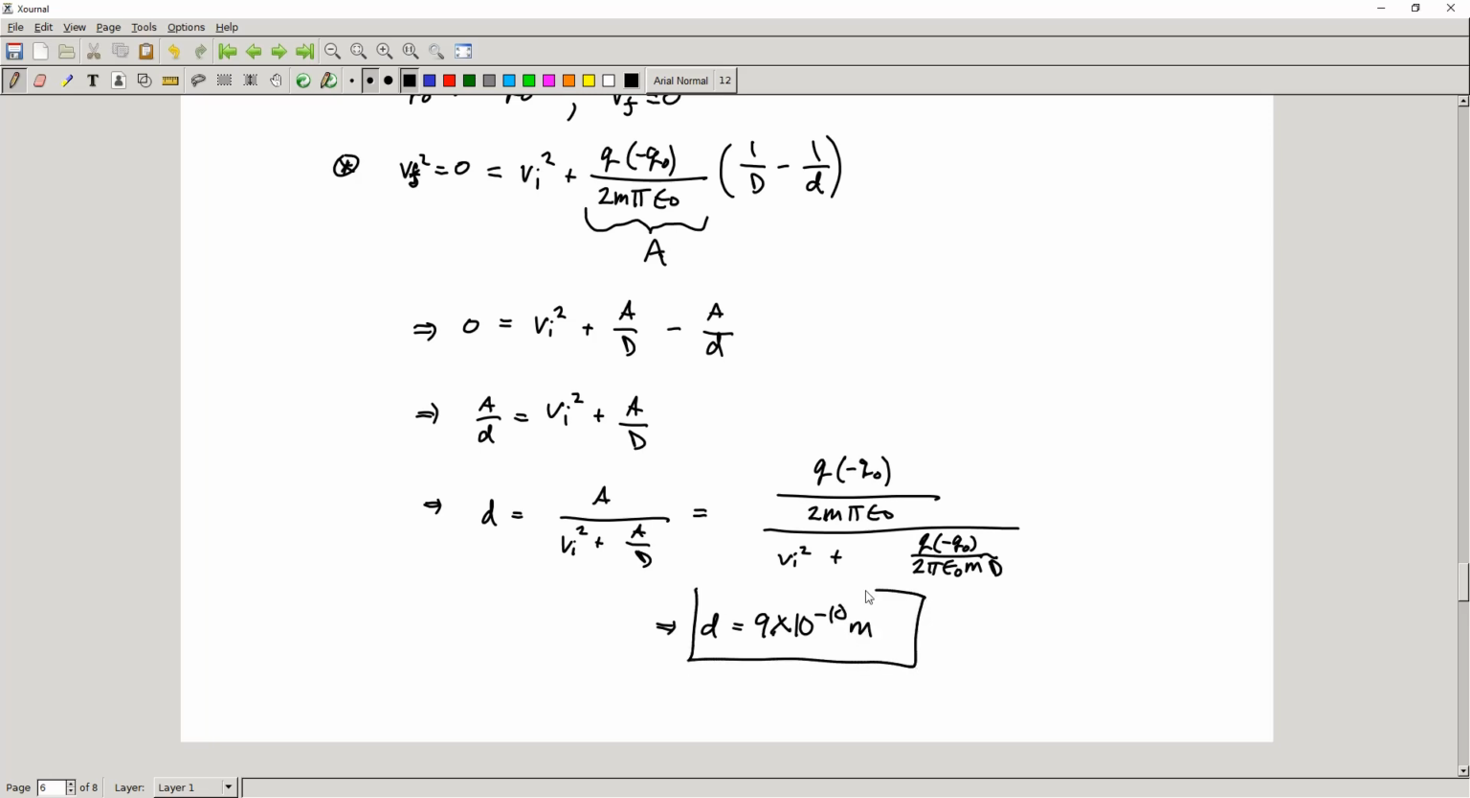Okay, so this is the distance at which this thing is going to come to a stop if it's an electron, not a positron, and it starts off with the same initial conditions that we had above. Okay, so that's that one.